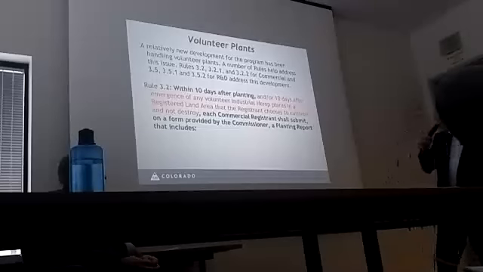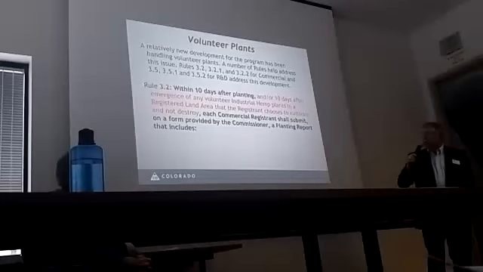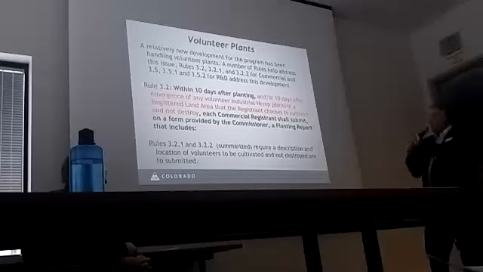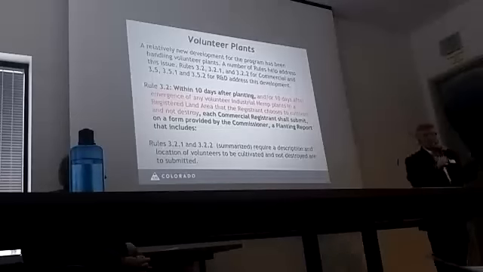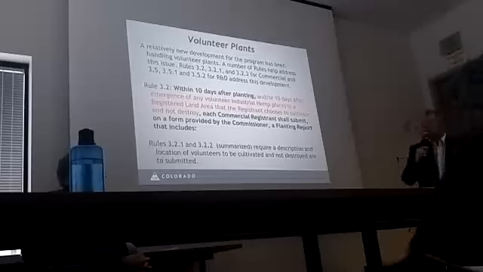Each commercial registrant, or R&D in the case of the last ones, shall submit on a form provided by the commissioner a planting report that includes, and really, to summarize, it means you're going to provide a description and the location of where it is. Same thing you do if you planted the variety.